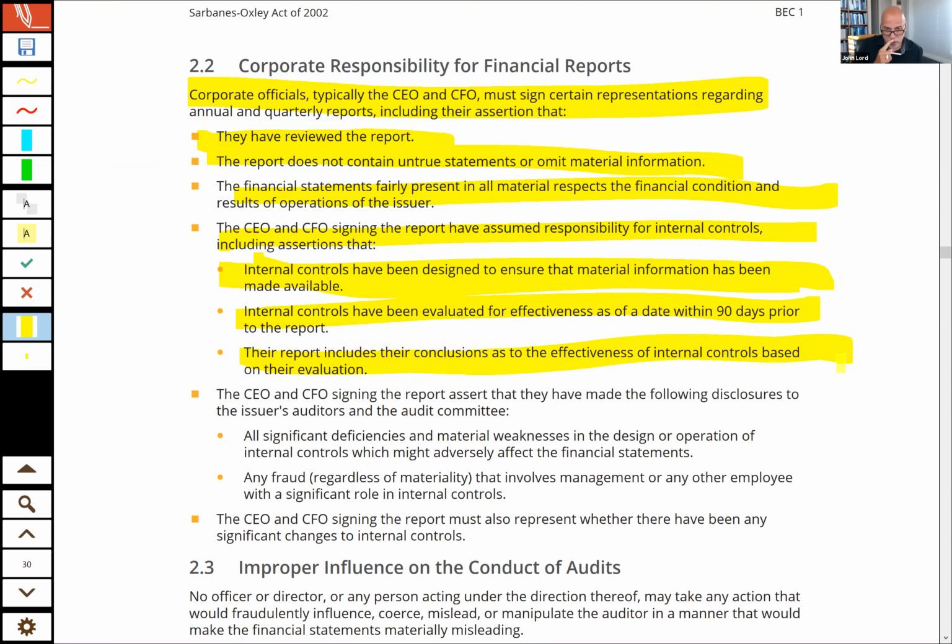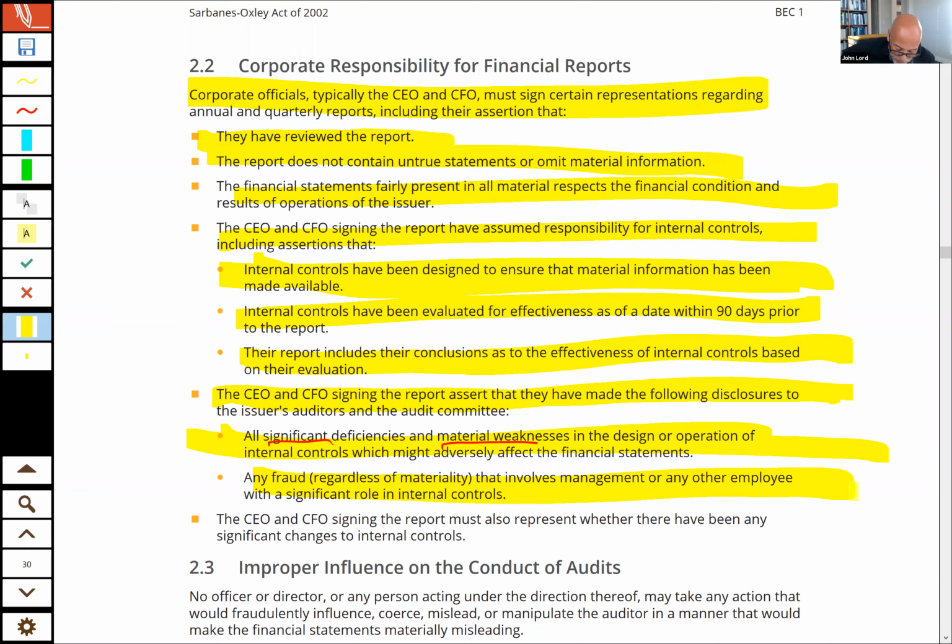And of course, that really pertains to what we're used to under Section 404, where the entity has to provide assurance about their internal control. And of course, the accountant has to certify that. The CEO and CFO signing the report assert that they have made the following disclosures. They have identified significant deficiencies and material weaknesses, right? Terms we learn in auditing. And any fraud that involves management or any other employee with a significant role in internal control has been disclosed in the internal control discussion.